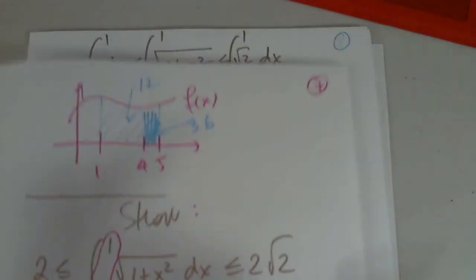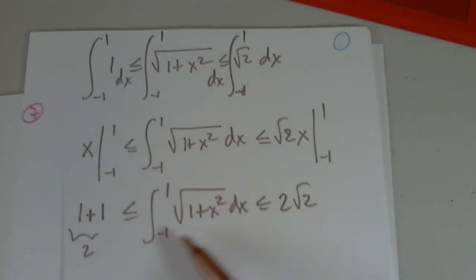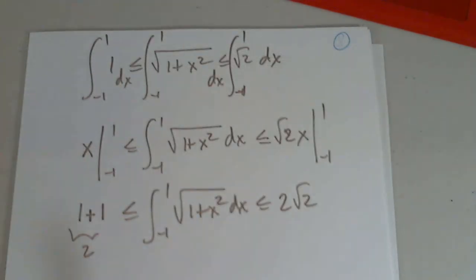And this is exactly what they wanted us to show. That the integral from -1 to 1 of this function dx is between 2 and 2 the square root of 2, and that's what we showed. And this is an application of the properties of definite integrals.